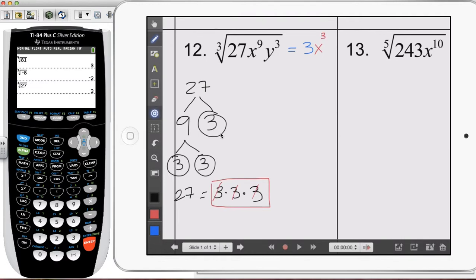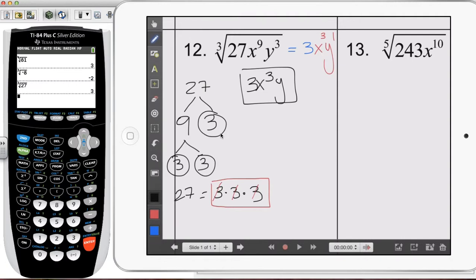Now let's look at the y. The power of the y is 3. 3 divided by 3 is 1. So again, the power is completely divisible by the index. So your answer is going to be 3x to the 3rd y, and that would be it.